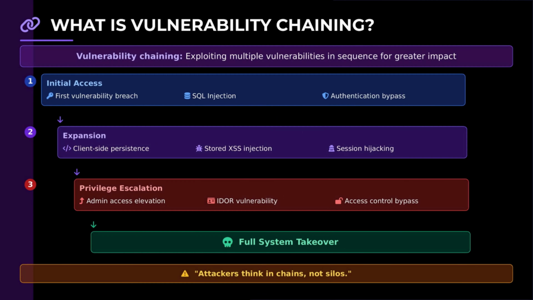So what exactly is vulnerability chaining? Think of it as breaking through multiple locked doors one after another. First, you get initial access, maybe through SQL injection. Then you expand persistence, for example with Stored XSS. Finally, you escalate privileges, often by exploiting an insecure direct object reference vulnerability. Put together, that sequence leads to full system takeover.